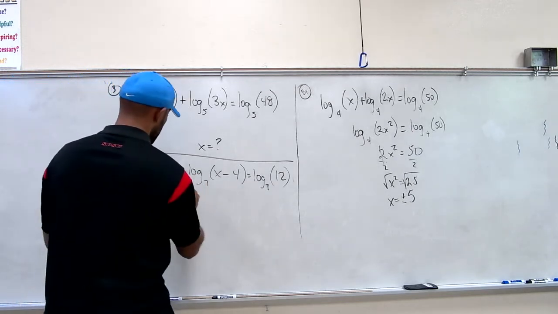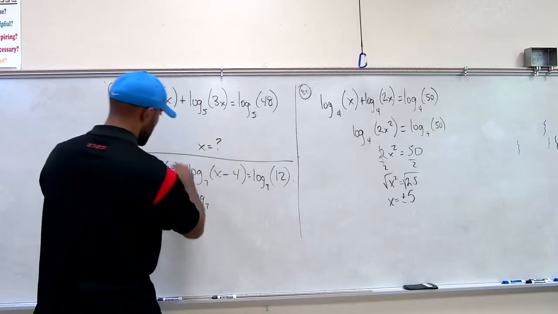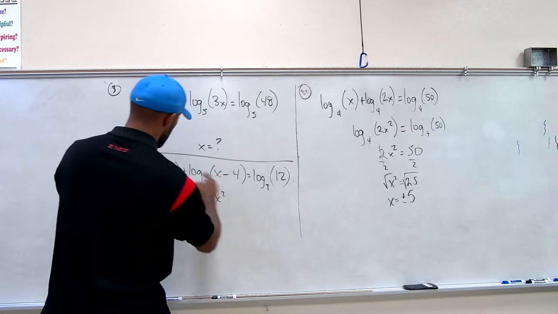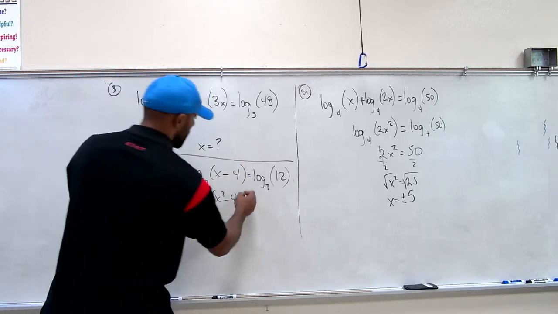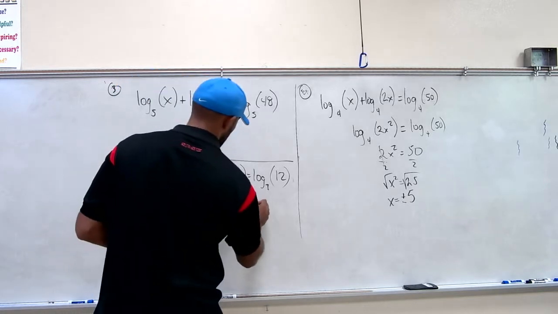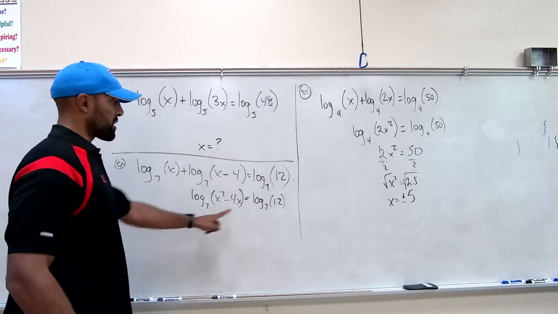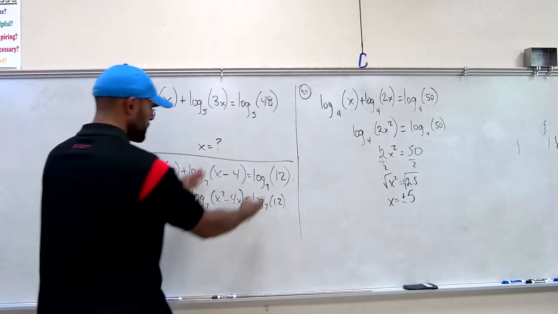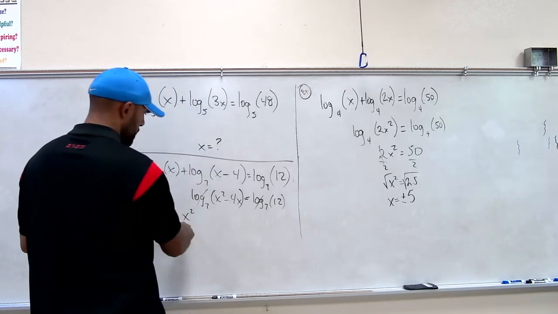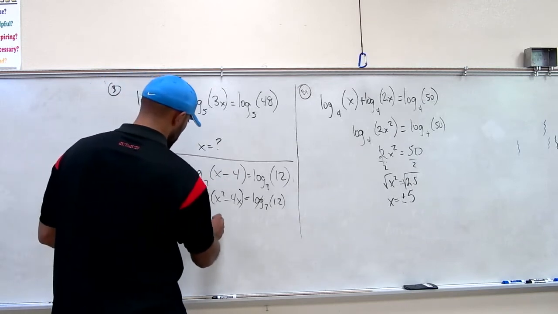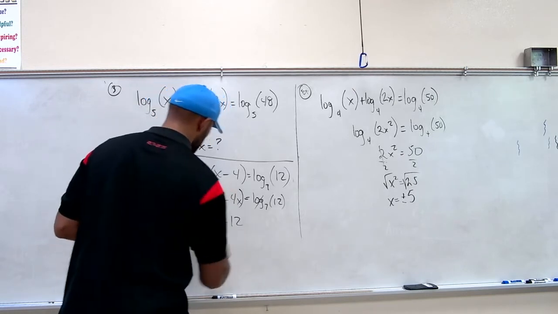So combine, right? So distribute the x. X times x, x squared. X times negative 4, remember multiply both terms, 4x, equals log base 7 of 12. Now I just have one log on each side. Cancel them. I get x squared minus 4x equals 12.